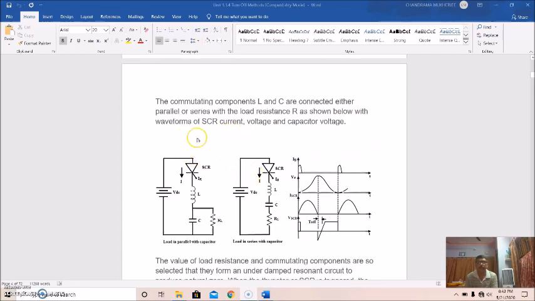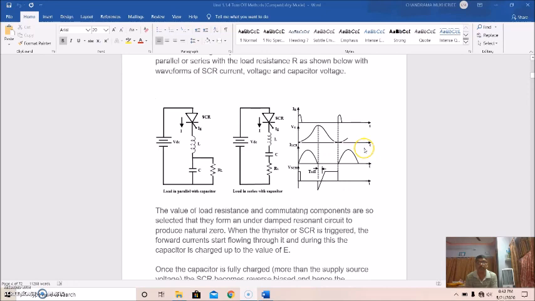Here are the SCR current, voltage and capacitor voltage. See, this is the load in parallel with the capacitor, and this is the load in series with the capacitor. Since these are two circuits, this is the gate current, this is the capacitor voltage, this is the thyristor current, and this is again the thyristor voltage. This time is the turn off.